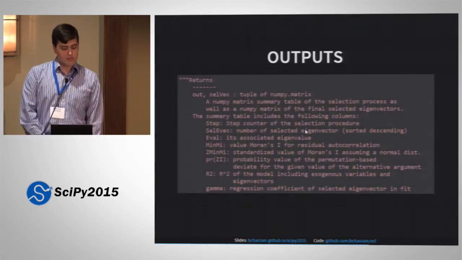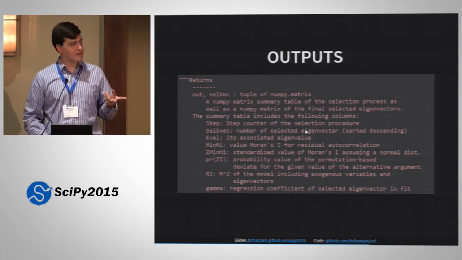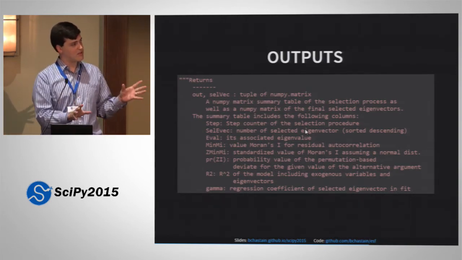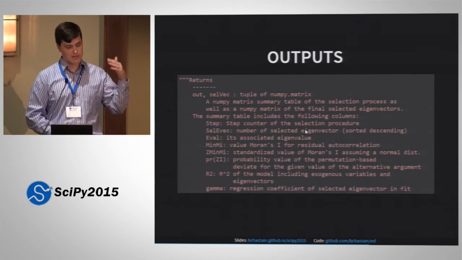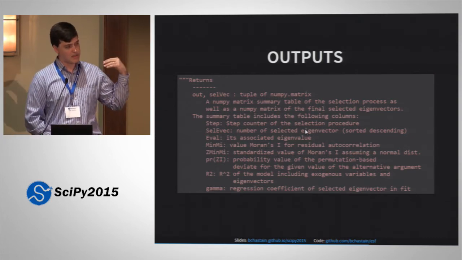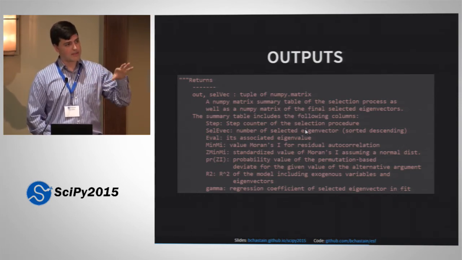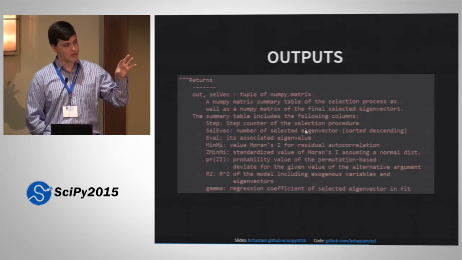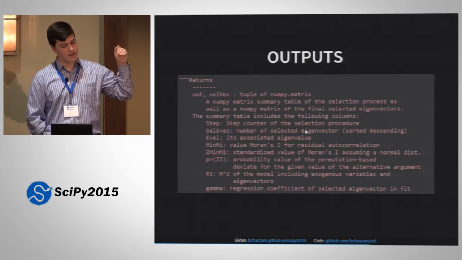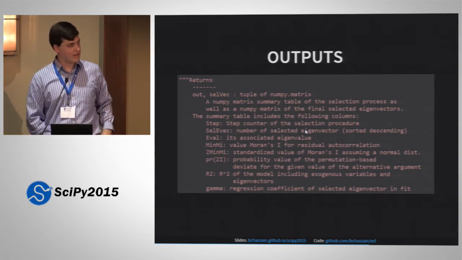Then in terms of output, two main things are output. One is just printed out on the display, which is a table of your results, so the stepwise selection of your eigenvectors. It tells you, at each step, which eigenvector was selected, and what the Moran's I was, which is a measure of global spatial autocorrelation after that eigenvector was selected, and it goes through until you've selected all your eigenvectors, so you can see the Moran's I and the p-value from the Moran's I.